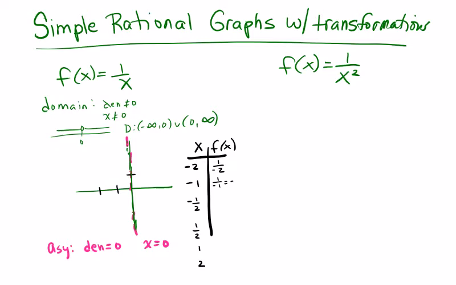So now the point is -2, -1/2. We're going to have another one at -1, -1. At -1/2, we're going to have 1 divided by -1/2. Well, really what we have here is we multiply by the reciprocal, and we end up with the value of -2. So when we're at -1/2, we're at -2. So what's happening is the graph is going to look something like this.